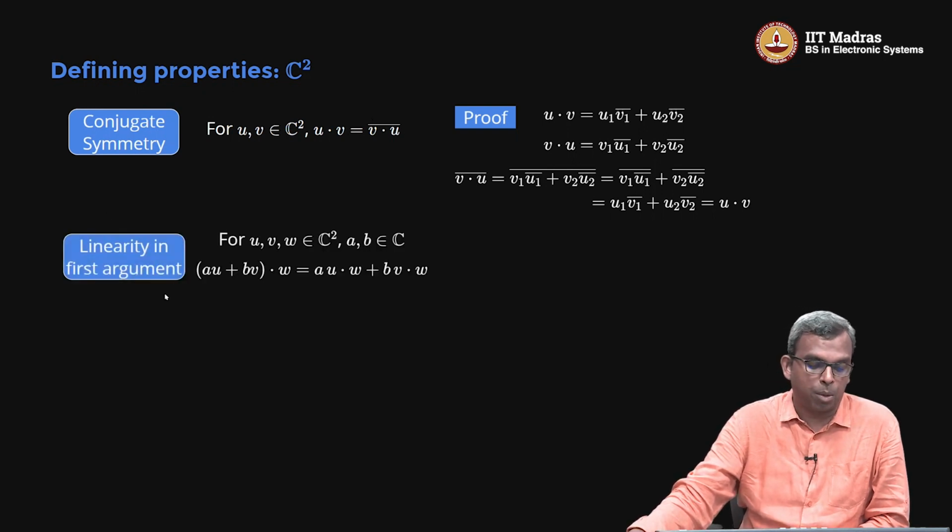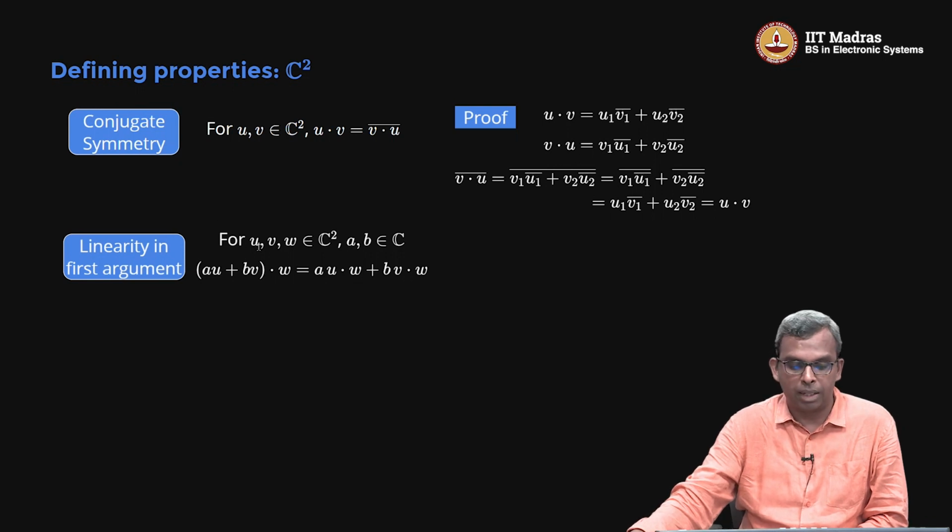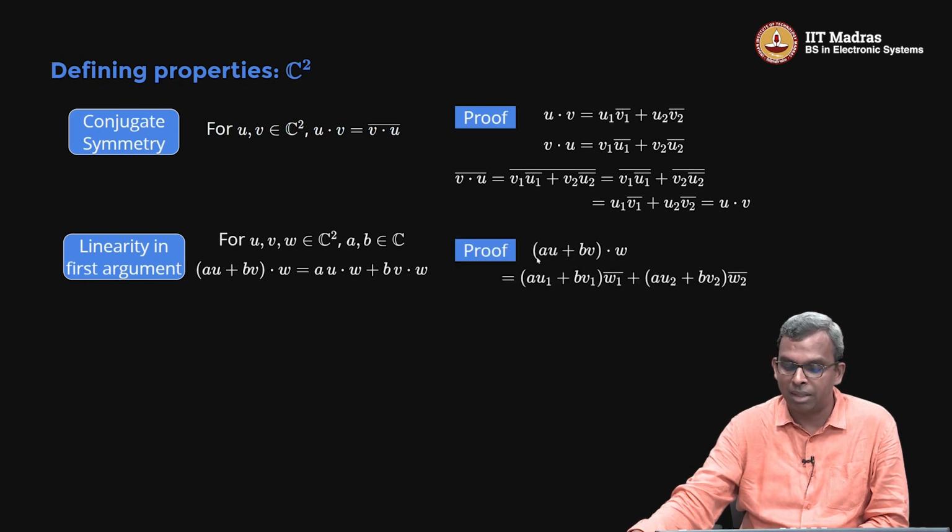The next very important property is linearity in the first argument. Let's say you have three complex vectors u, v, w in C2, and a, b are two complex numbers. Then if you do (au plus bv) dot w, it's the same as a times (u dot w) plus b times (v dot w). This is very, very easy, very basic algebra.